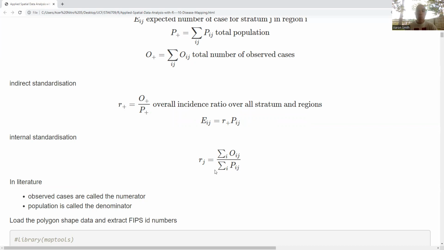Okay. Now, we could also do this for regions. We could do this for any demographic. We can compute this multiple ways. All right, so when you're reading the literature, the number of observed cases is frequently called the numerator, and the population is also called the denominator.